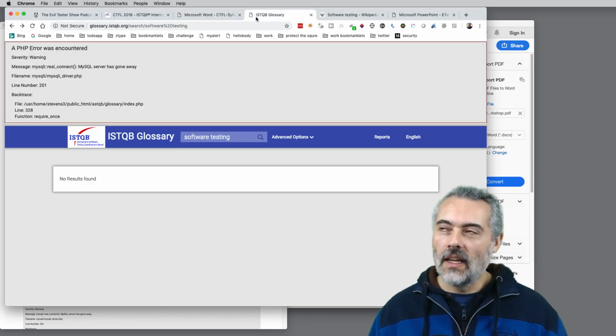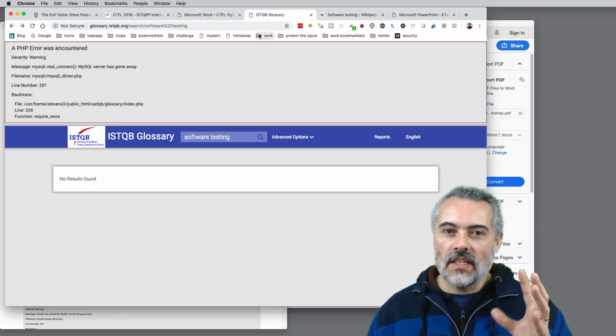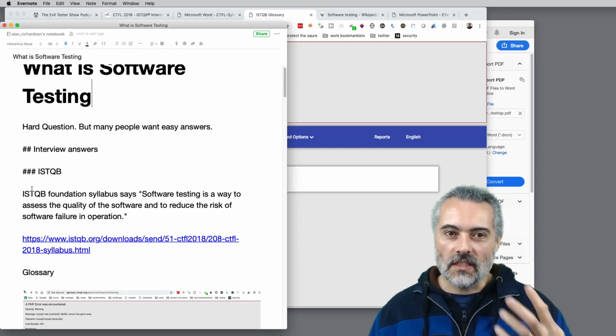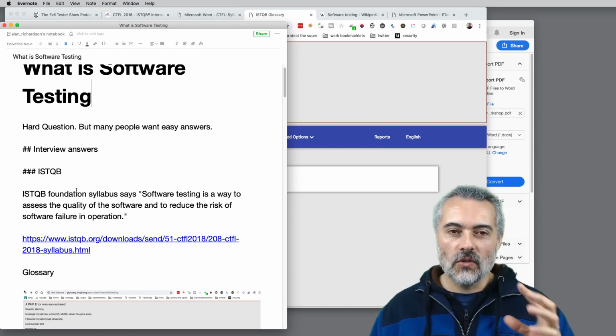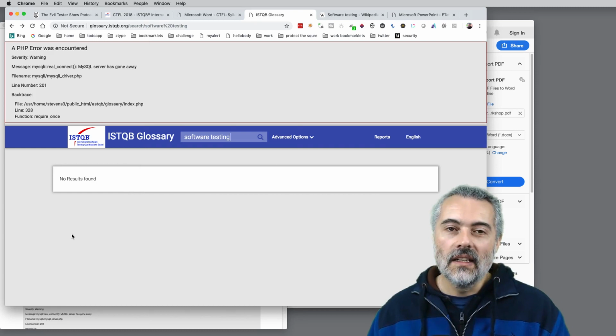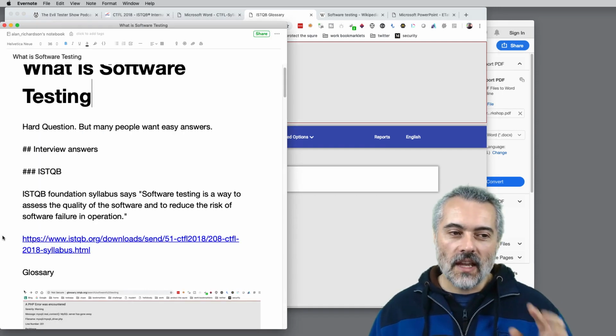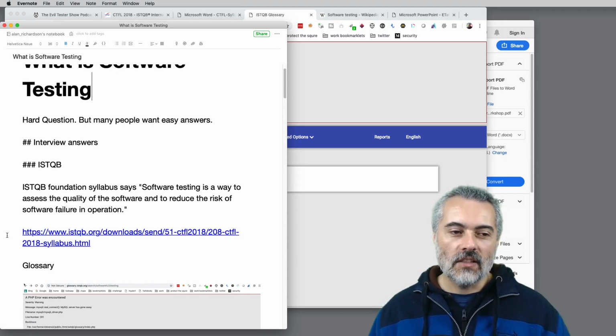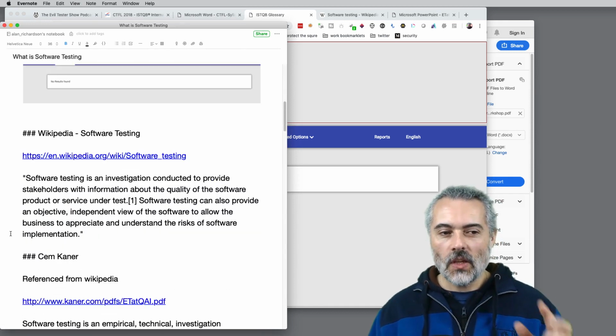I might look for the pithy definition in the glossary, but the glossary at the moment is broken, so I can't do that. Software testing is an important thing to do so that we don't have defects in live. It's one of the reasons why we test software, but that is almost independent. That's a side effect of the actual definition.